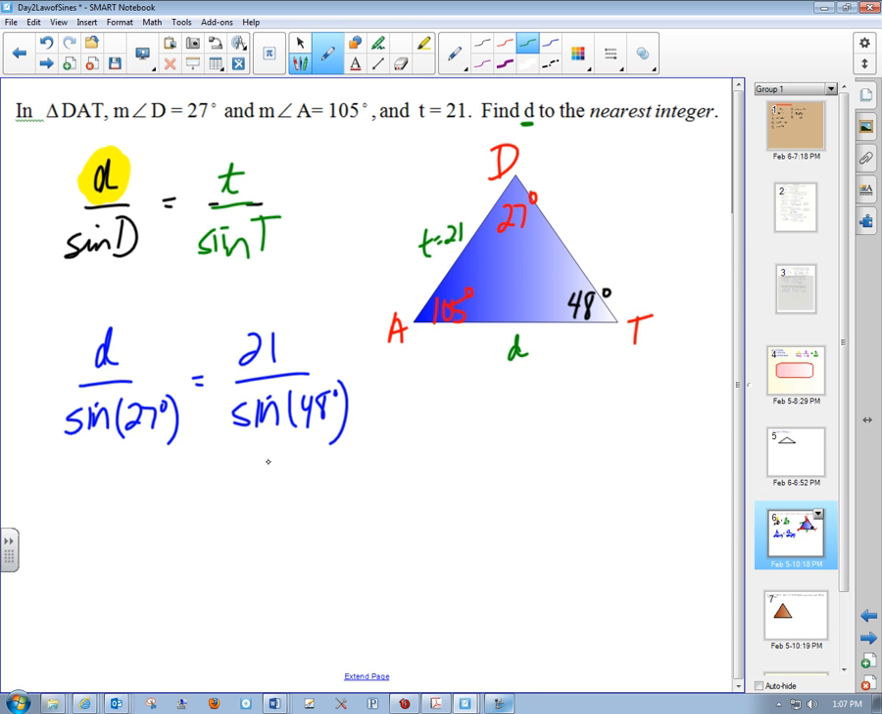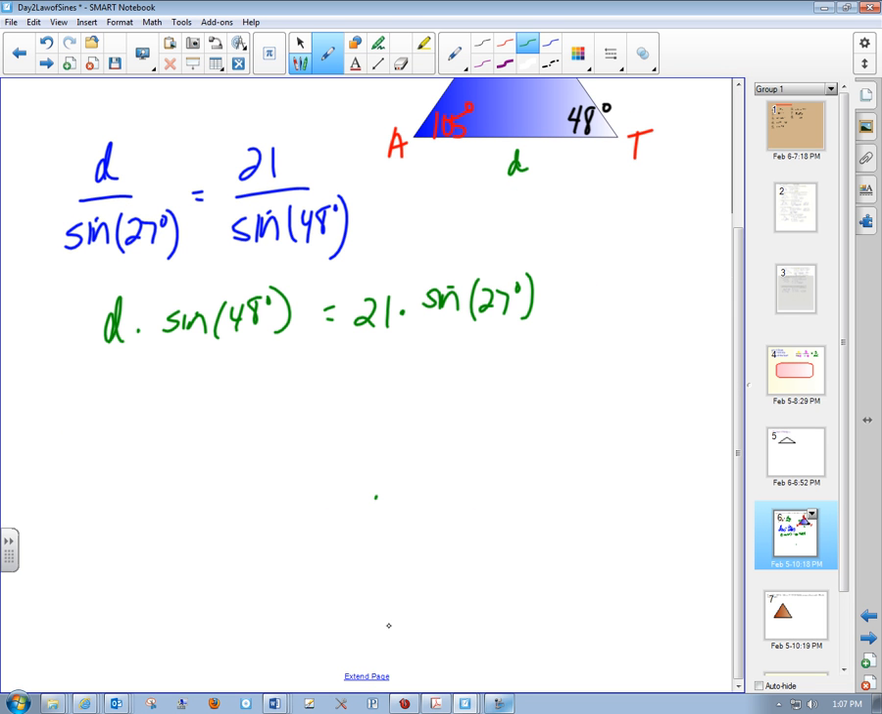Okay, now it's time to cross multiply. D times, we're cross multiplying, sine of 48 degrees is equal to 21 times sine of 27 degrees. Important to realize here, just like in the law of cosines, when we kept cosine of an angle as one unit that we can't split up, we can't send the word sine one way and the argument the other way. That has to stay together. It's a function. So if we want to get D by itself, it looks like we're going to need to divide by this entire function on both sides. That's what I'll do. I'll divide by the sine of 48 degrees. And I'll do the same thing on this side.